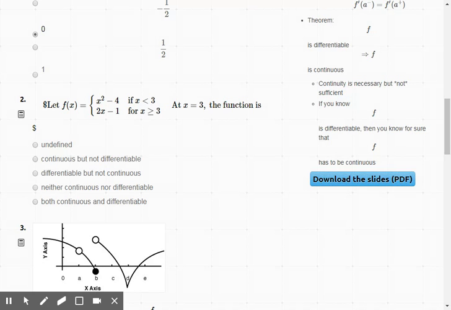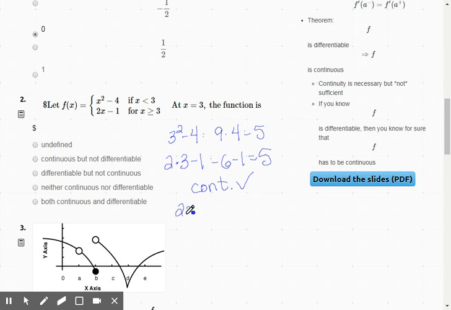So let's test continuity first. When we plug in 3, 3 squared minus 4, that's 9 minus 4, which is 5. And for the other piece, 2 times 3 minus 1, 6 minus 1, that's 5. So our left side and our right side give us the same value, so it is continuous. Okay, continuity, we're good.